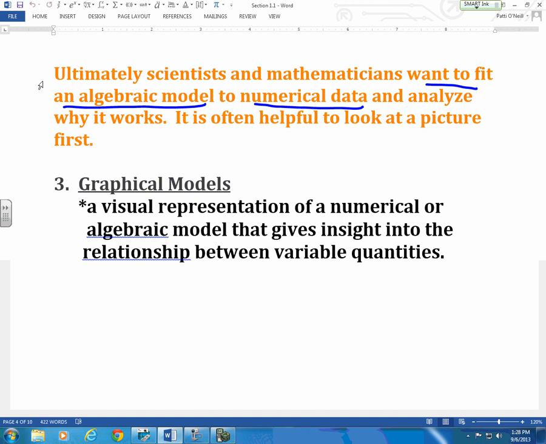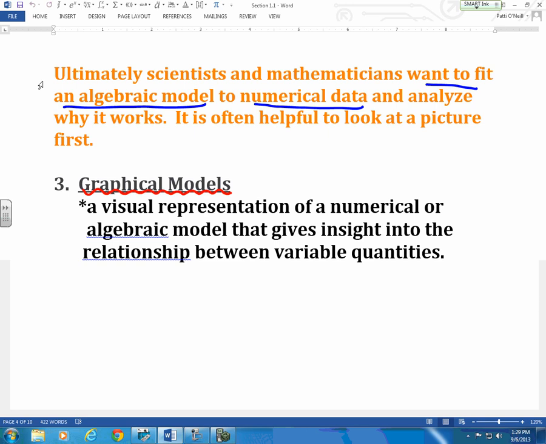It's often helpful to look at a picture, though. So that brings our third piece in, which we consider to be the graphical model. When we started using graphing calculators in classes, it was amazing how much more of a connection some students made because they are visual learners. And that graphical model is another way for understanding to occur.